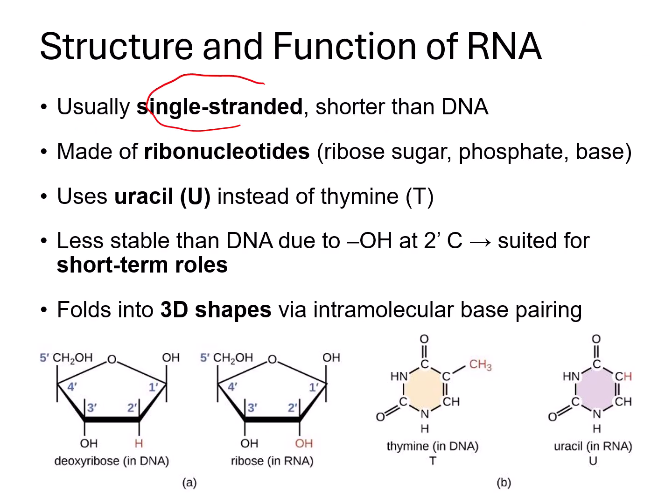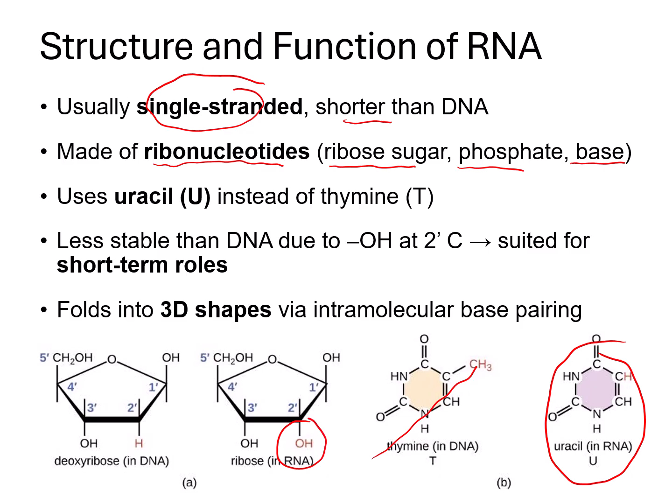RNA is usually single-stranded and shorter than DNA. It's made of ribonucleotides, and these include a ribose sugar instead of deoxyribose sugar, a phosphate group, and a nitrogenous base. RNA uses uracil instead of thymine. And the presence of the hydroxyl group at carbon number 2 in ribose makes RNA less stable than DNA because the hydroxyl group is more reactive. So in DNA, remember, there is no hydroxyl group there. So RNA is more suitable for short-term roles because it is less stable because of this hydroxyl group.